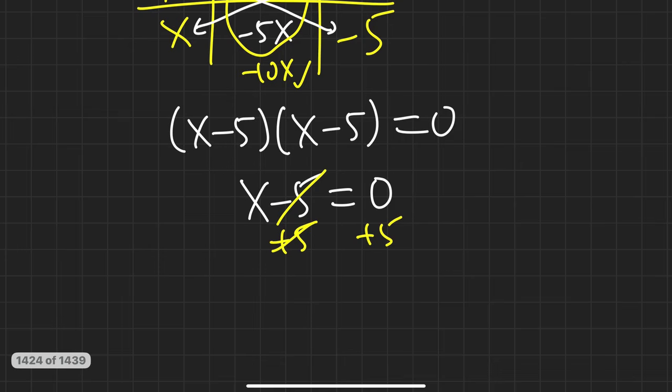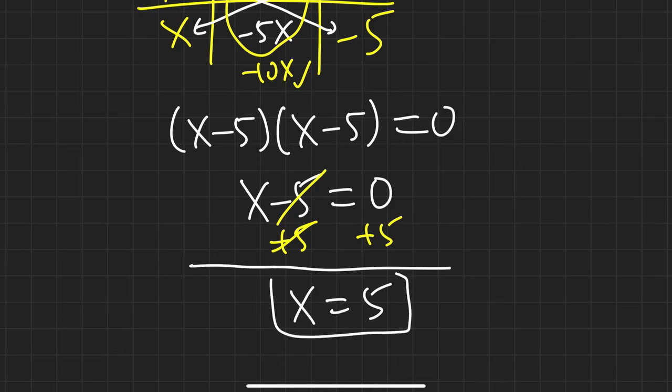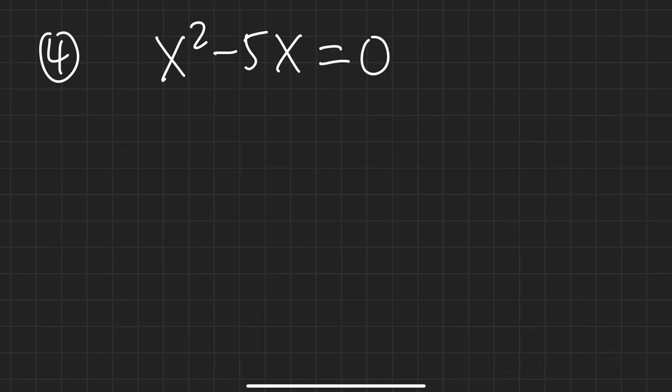So for this one, we only have one answer. X is equal to 5 because the two factors are equal. Next, number 4. Let's see, we have x squared minus 5x is equal to 0. So we still have the 0 on the right hand side, which is good, but on the left hand side, we only have two terms. So don't do the tic-tac-toe.